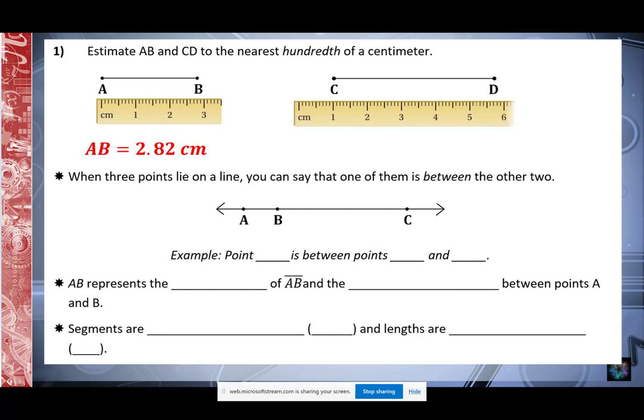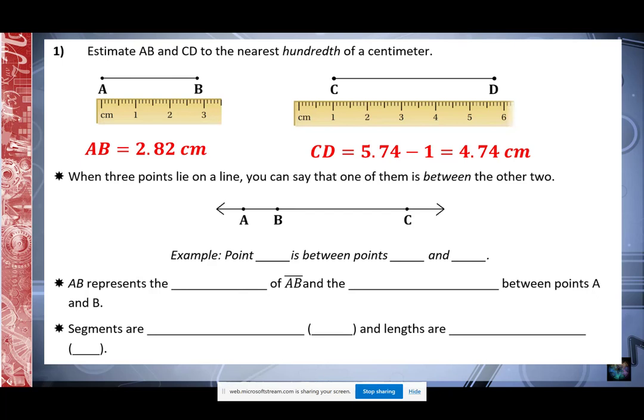When we look at CD, segment CD, the first thing we want to note is that C is actually above the number 1. So its coordinate is 1. D is somewhere there between 5 and 6. We're going to have to estimate where D is. I'm going to go ahead and say C is exactly at 1, even though I really should have estimated that one. I'm going to say it was at 1.